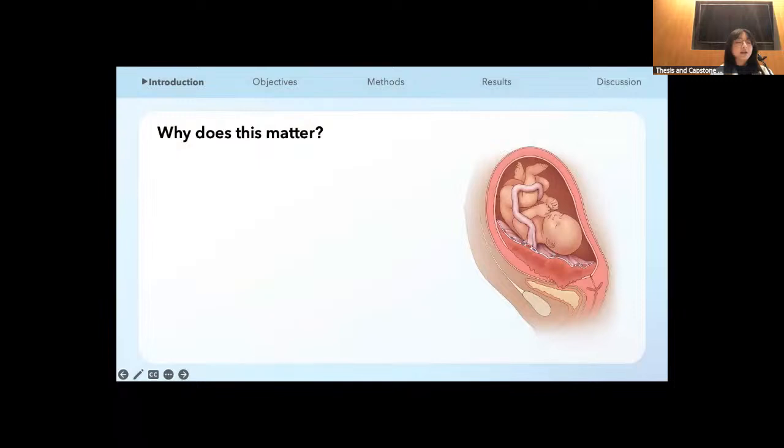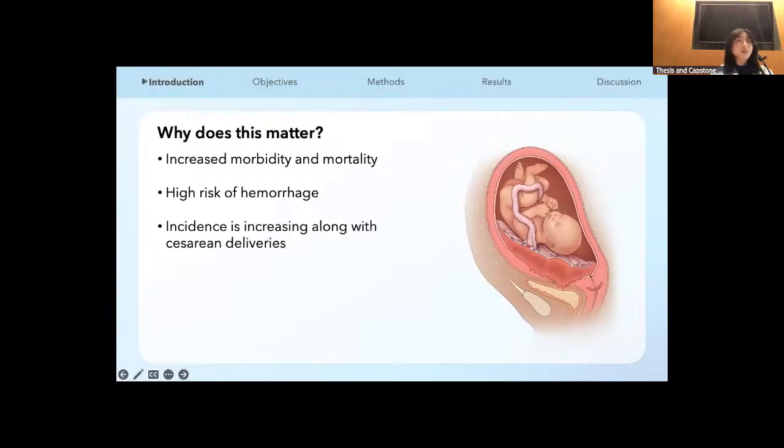So why does this matter? There is increased maternal and fetal morbidity and mortality for patients with PAS. This is primarily due to the high risk of hemorrhage, as the placenta contains a high volume of maternal blood. Moreover, the incidence of PAS is increasing as more people opt for cesarean deliveries, which are a major risk factor for PAS in future pregnancies.